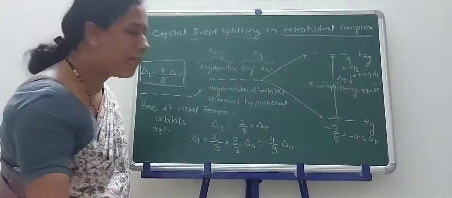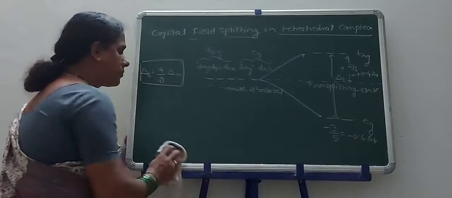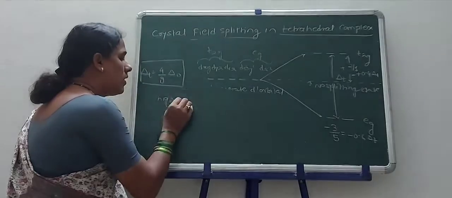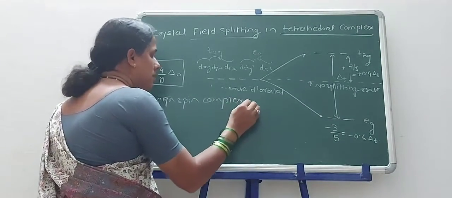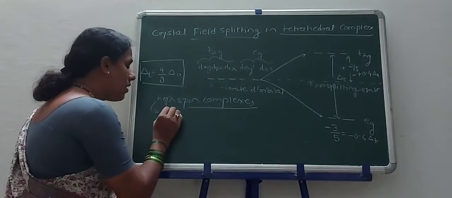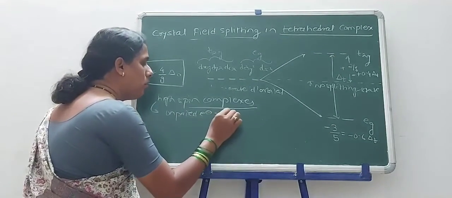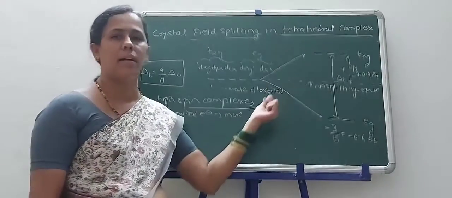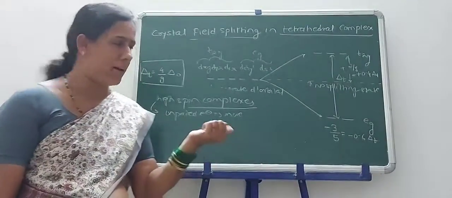And one more thing: in tetrahedral complexes, only high spin complexes occur. Why? Because in high spin complexes, the unpaired electrons are more. And the energy gap in tetrahedral complexes is less as compared to octahedral.